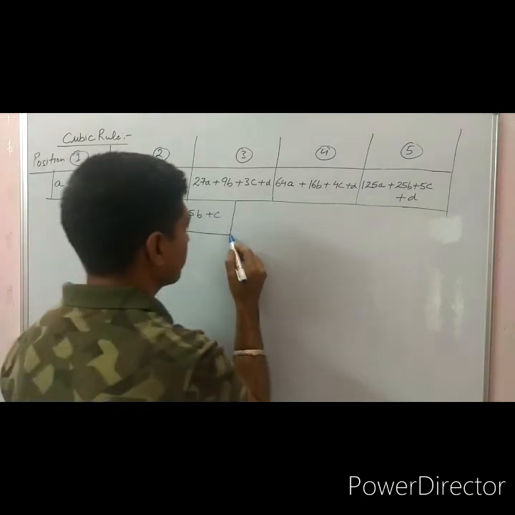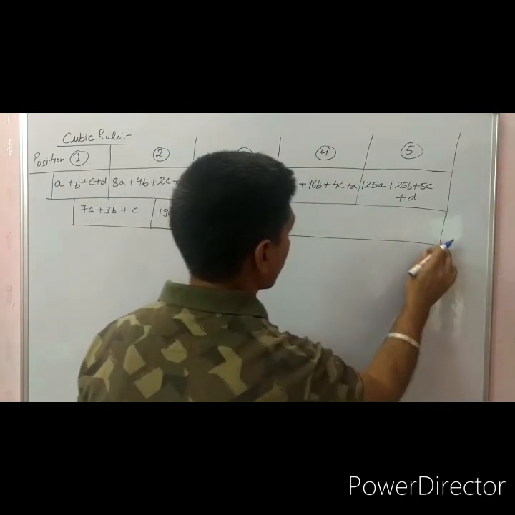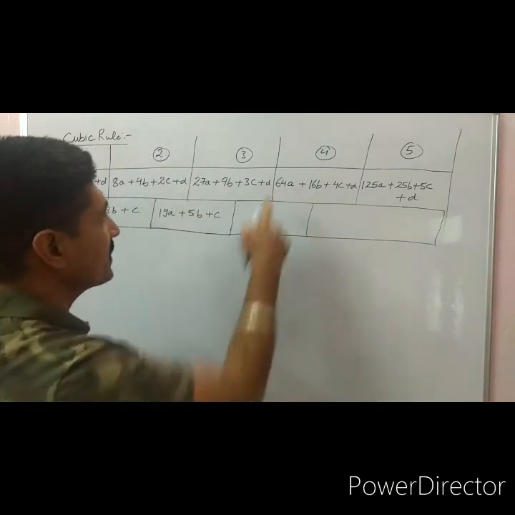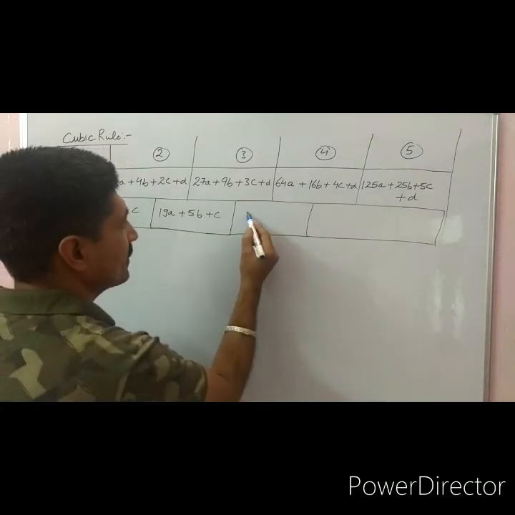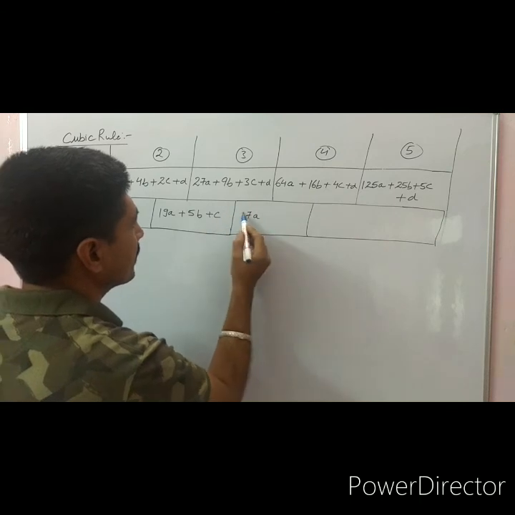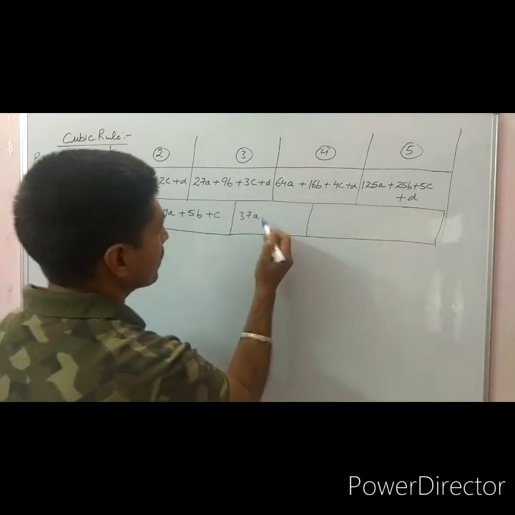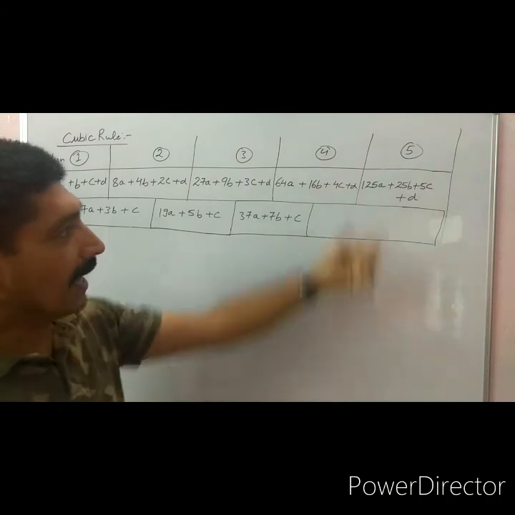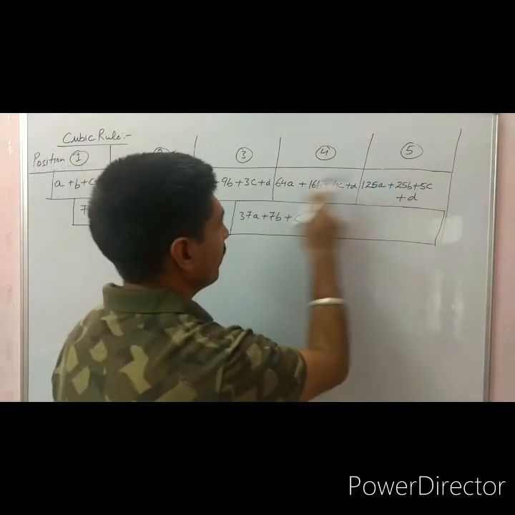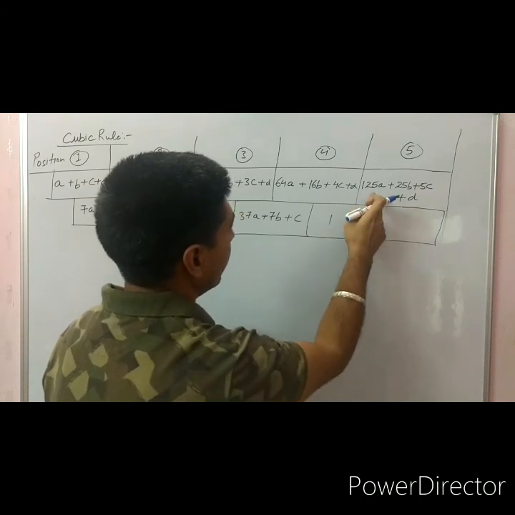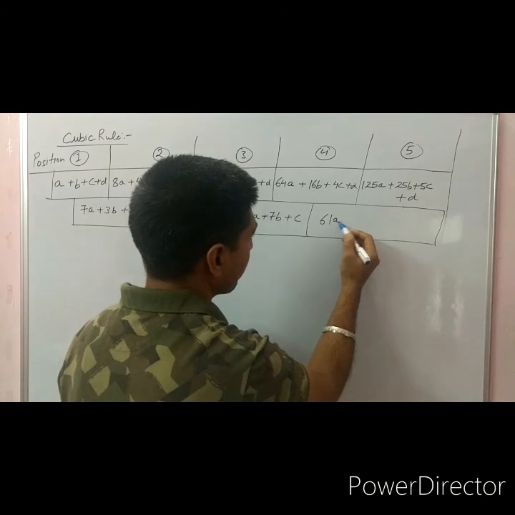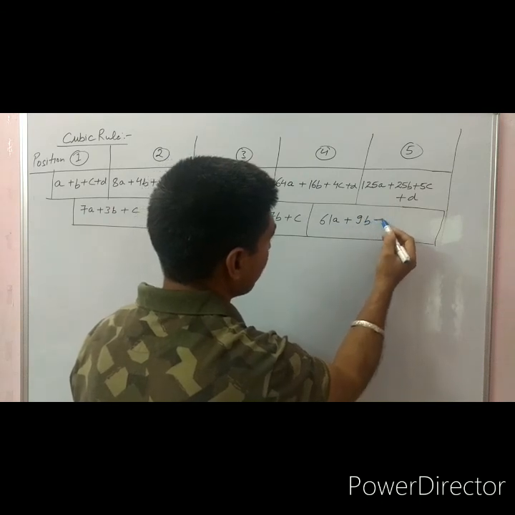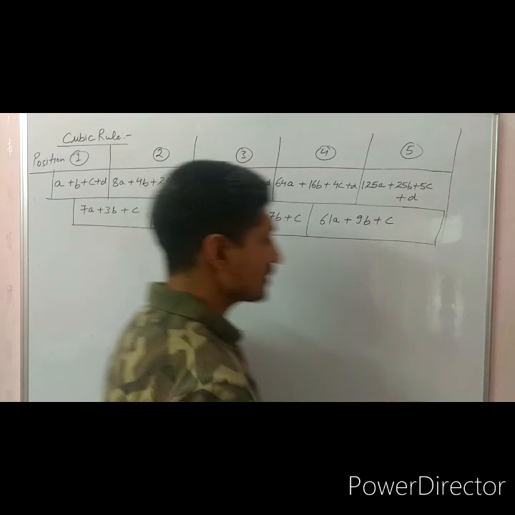Now the next difference, 64 minus 27, that is 37A plus 7B plus C. And the last difference here, 125 minus 64, that is 61A plus 9B plus C. So this is the first difference.